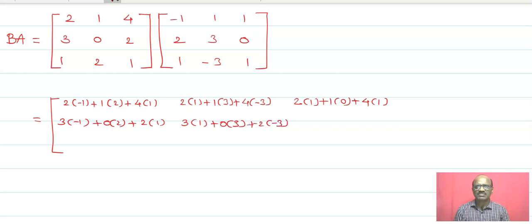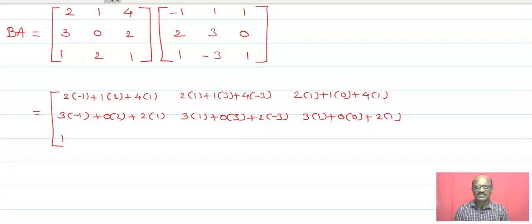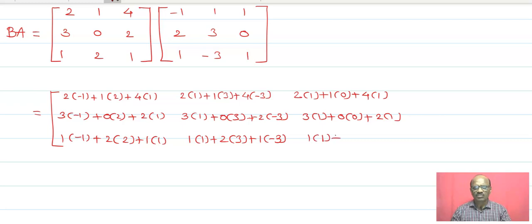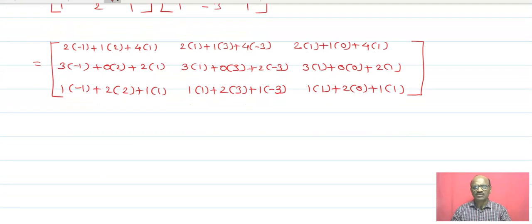See this corresponding multiplication. And last is second row of the first matrix will multiply third column of the second matrix. See this multiplication. And third row of the first matrix will multiply first column of the second matrix. Then next element is third row of the first matrix will multiply second column of the second matrix, and last is third row of the first matrix into third column of the second matrix.